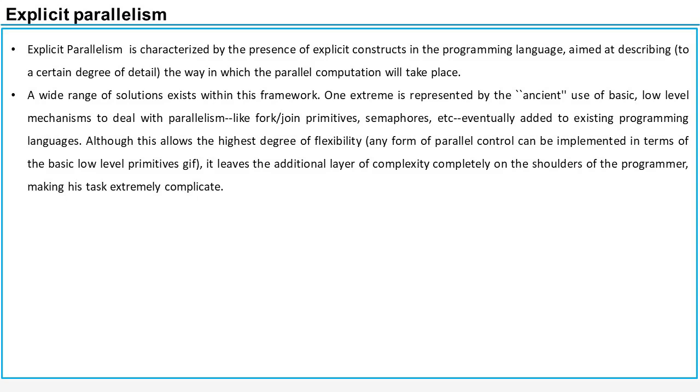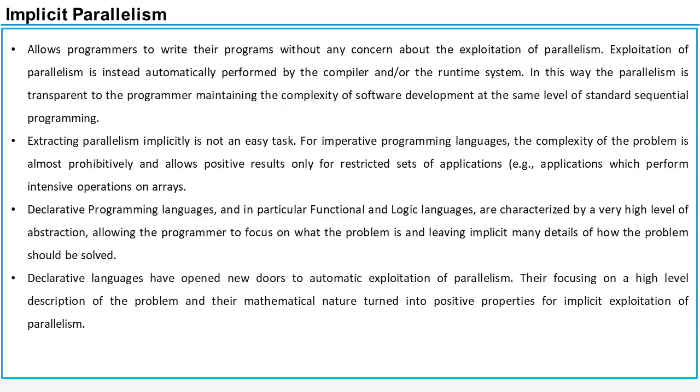One extreme is represented by the use of basic low-level mechanisms to deal with parallelism, like fork, join primitives, semaphores, etc., eventually added to existing programming languages. Although this allows the highest degree of flexibility, it leaves the additional layer of complexity completely on the shoulders of the programmer, making his task extremely complicated.